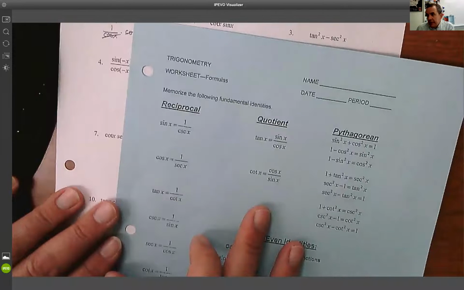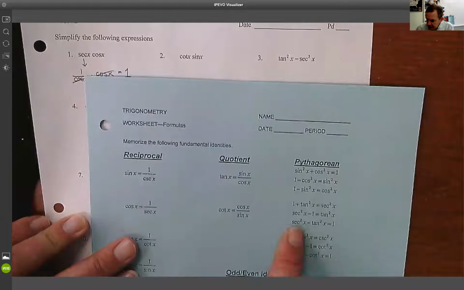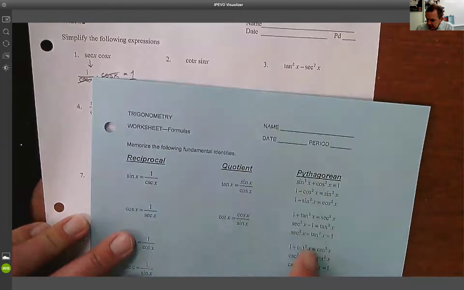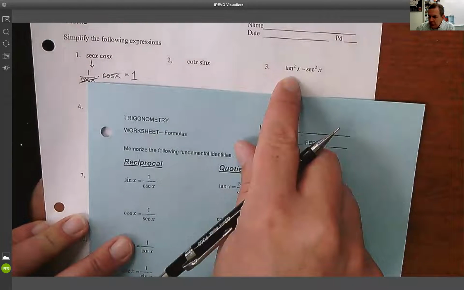Tangent squared minus secant squared. Again, this has a square, so I'm going to go down here and look and see. Tangent squared, secant squared. Oh, well, it does give me secant squared minus tangent squared. It's not the same. So how would you change this?